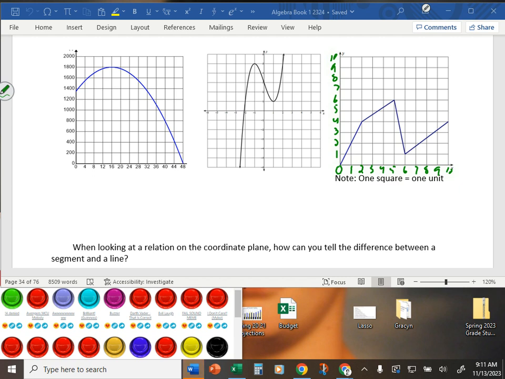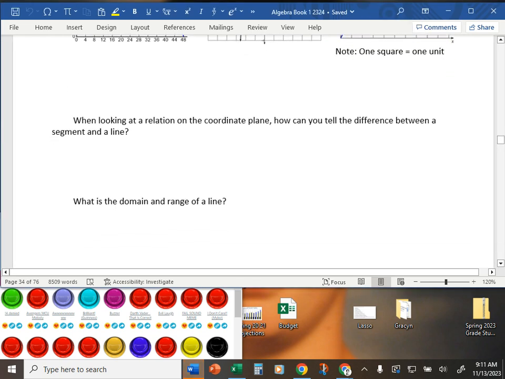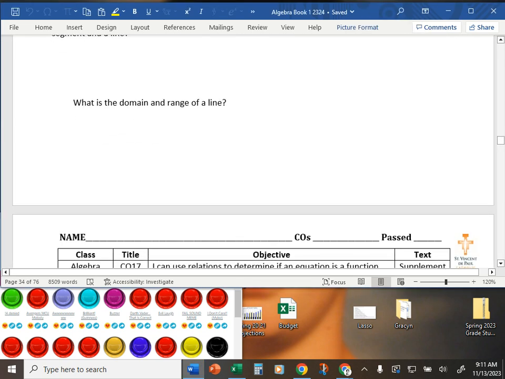Then a couple word questions down at the bottom. It says, when looking at a relation on the coordinate plane, how can you tell the difference between a segment and a line? How do they look different when on the coordinate plane? Segment and a line. And then what is the domain and range of a line?